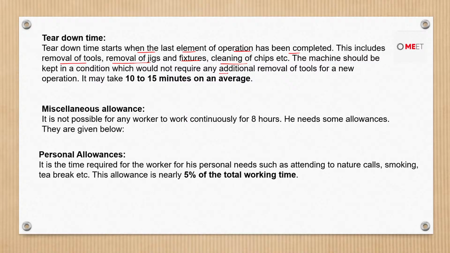Okay. So the machine should not require any additional removal of tool for the new operation. It may take 10 to 15 minutes on an average. Next is miscellaneous allowance. It is not possible for any worker to continuously perform for 8 hours. He needs to have some break. So first is the personal allowance. Personal allowance could be attending nature calls, smoking or tea break. That is 5% of total working time.